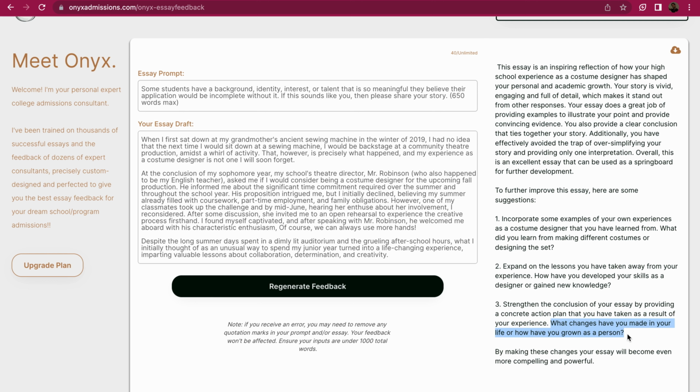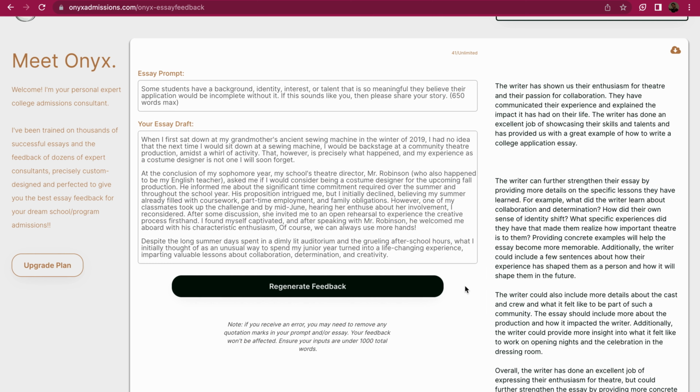And since you see that repeat in your dozens of iterations, you can see that those are the most important things. They come up in different sets of feedback when you use Onyx. We're going to go ahead and generate one last, third set of feedback from Onyx for this essay draft and have a look at what it gives us.